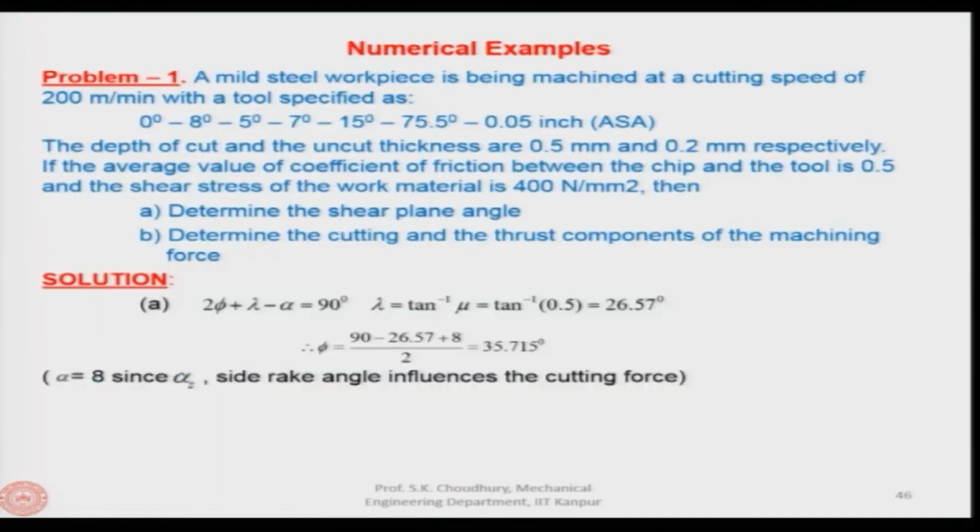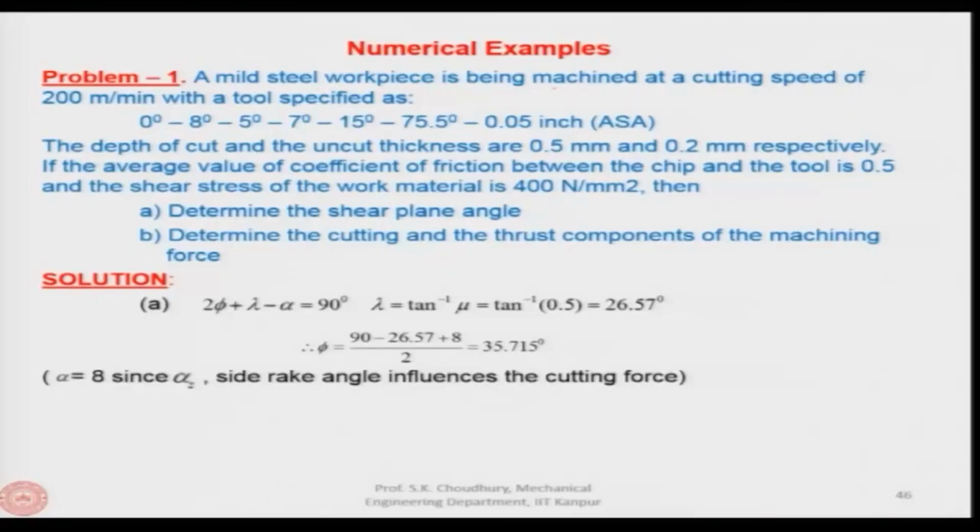Now, based on whatever we have discussed so far, I would like to discuss some numerical examples, so that you could find out how the Merchant's theory, or whatever we have learned so far, can be applied in practice.